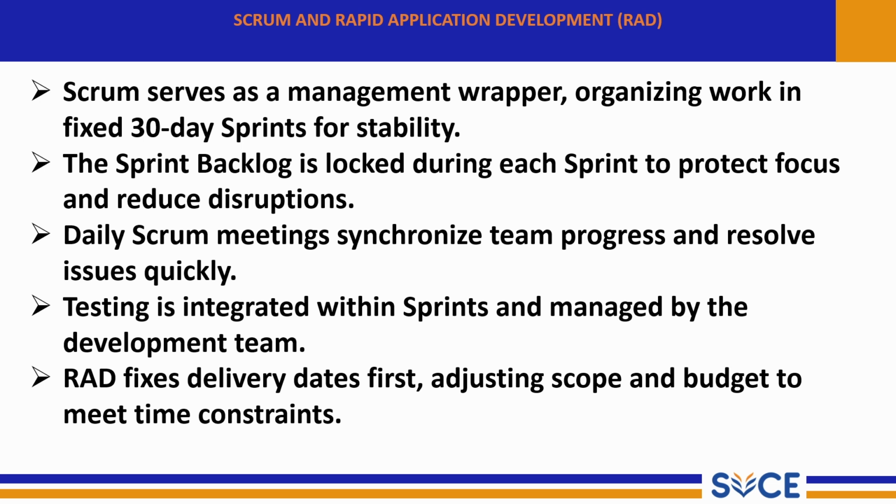Before each sprint starts, the team finalizes a list of tasks called the sprint backlog. Once the sprint begins, the list does not change. Locking the backlog helps the team stay focused and avoid distraction from sudden requirement changes during the sprint. Daily Scrum meetings synchronize team progress and resolve issues quickly.